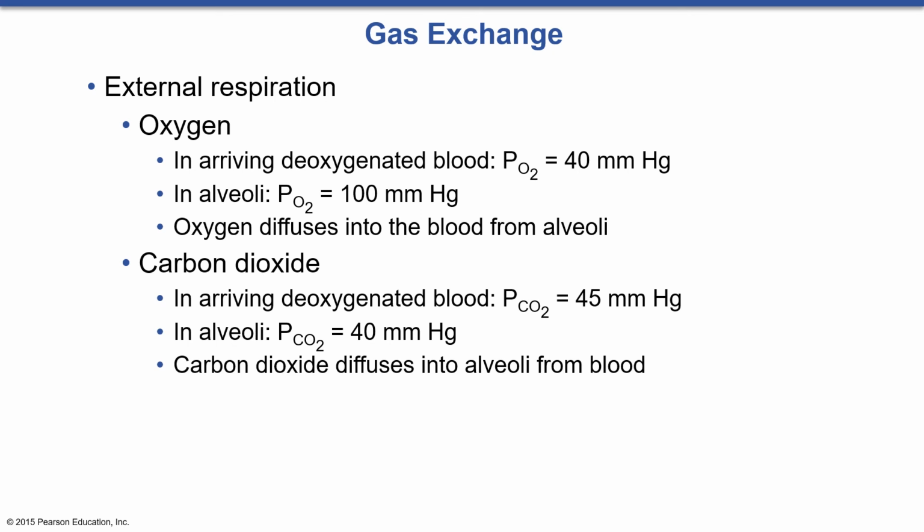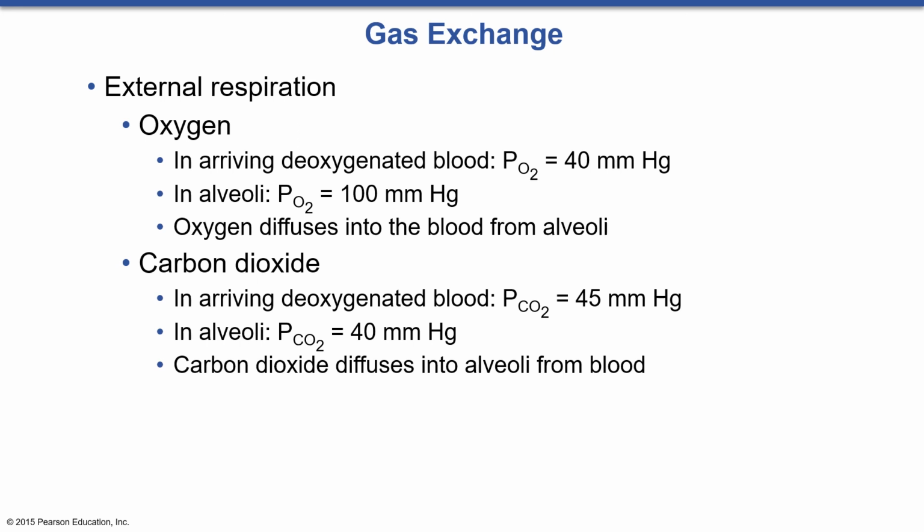So normally, surface area, membrane thickness, diffusion distance, and blood velocity are maintained relatively constant through different factors of homeostasis. So exchange is primarily driven by the concentration gradient of gases. Here we can see in arriving deoxygenated blood, the pressure of oxygen is 40 millimeters of mercury. In the alveoli, it's 100. So that means oxygen will move from the alveoli and diffuse into the blood.